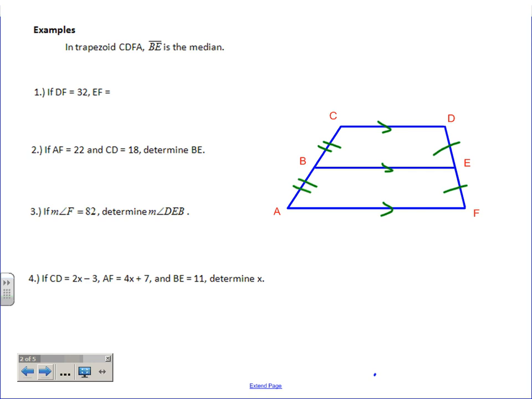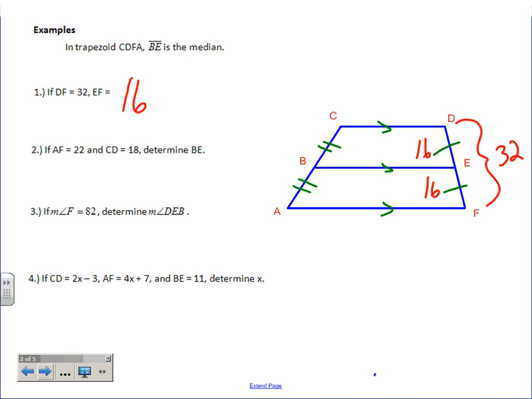So if DF is 32, are we able to calculate EF? Quite simply, right? It's just half of that, because it would be 16 and 16. No big surprise there. Based on that being 32, am I allowed to calculate BA?